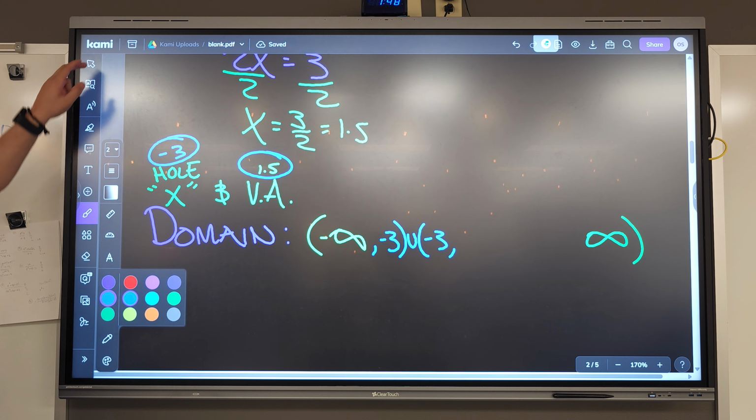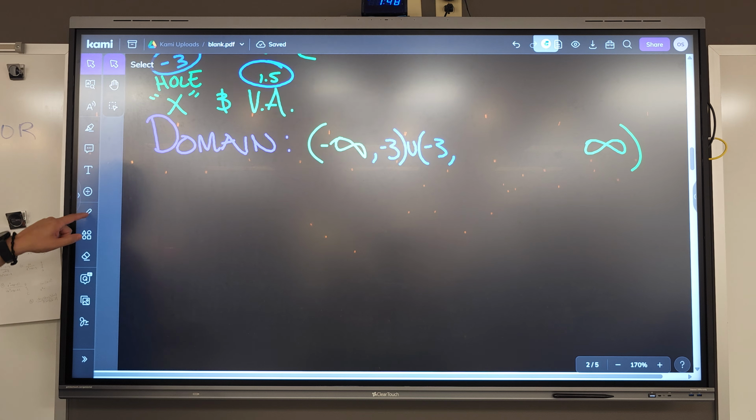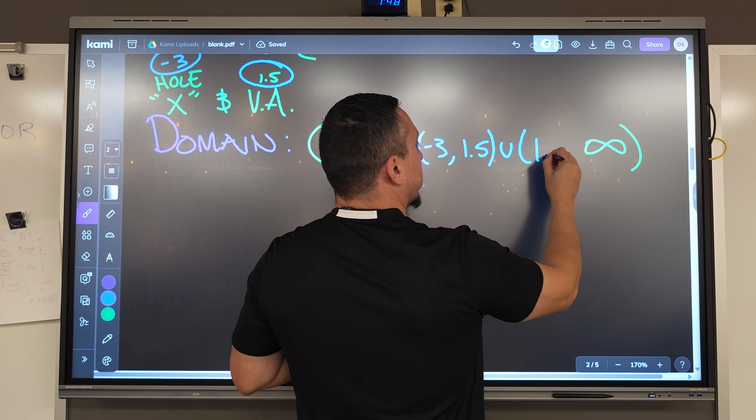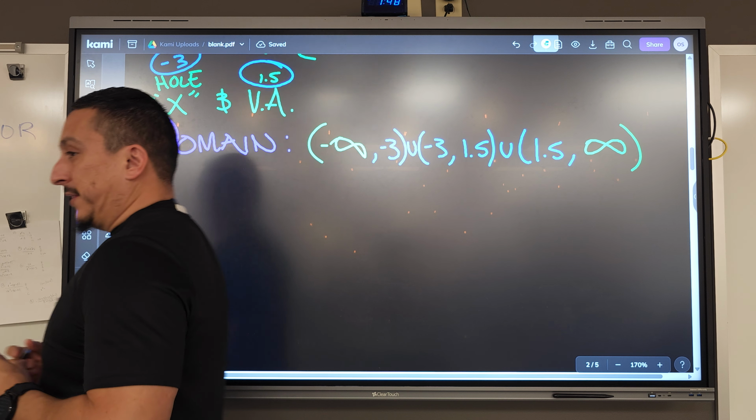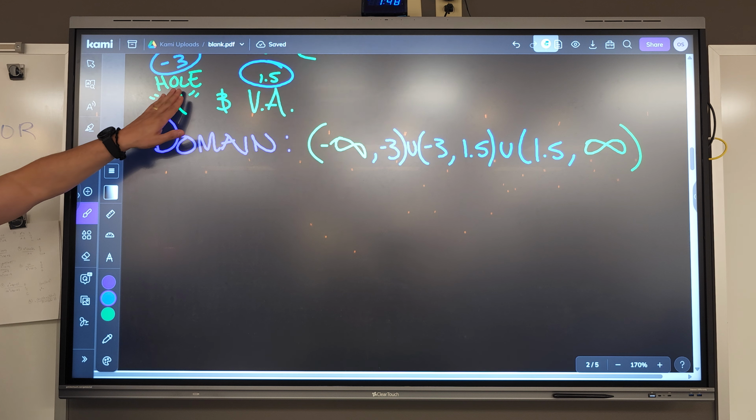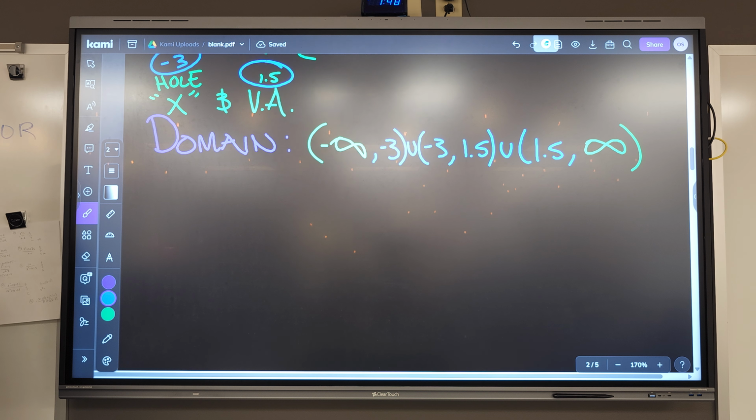And then you go to 1.5, jump over 1.5, and then you go to infinity. Okay, so again, just to be clear, you jump over the vertical asymptotes and the x's of the holes. Always. Is that clear, guys?